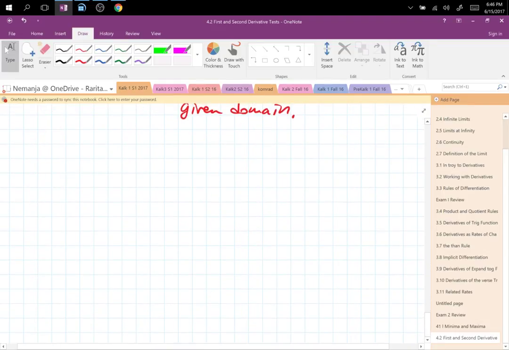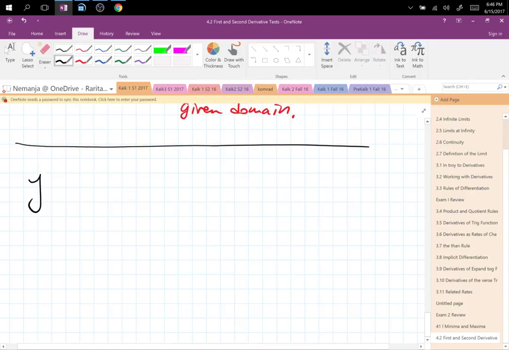Oh, I did it on the board. I was going crazy looking for my x cubed graph.